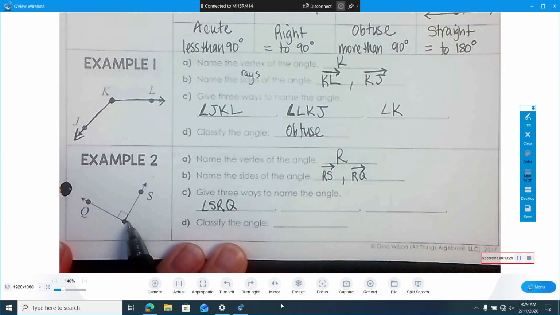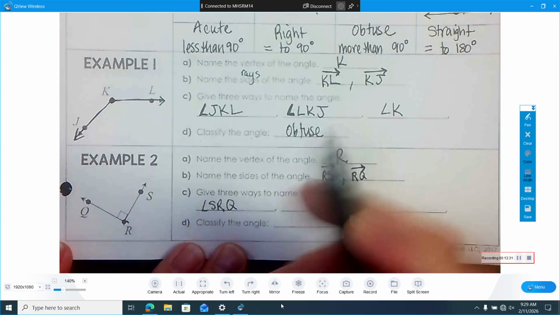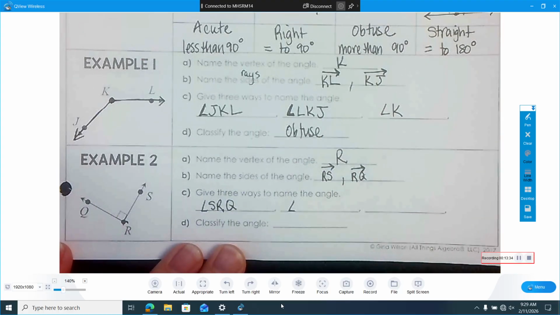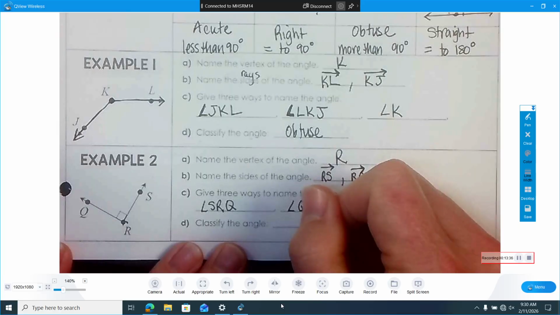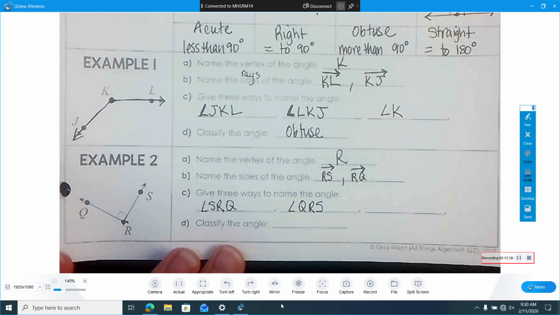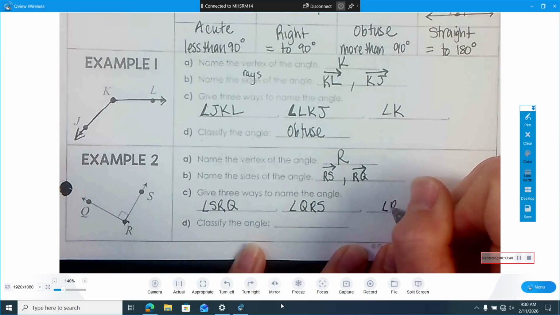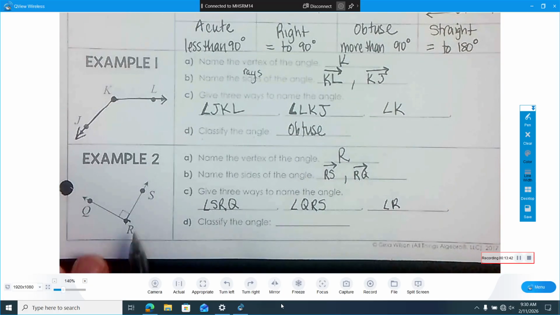SRQ. R has to be in the middle because it's the vertex. So it's another way to name this angle. QRS. QRS. And the third way? Angle R would be fine because it's just the vertex will work there as well.